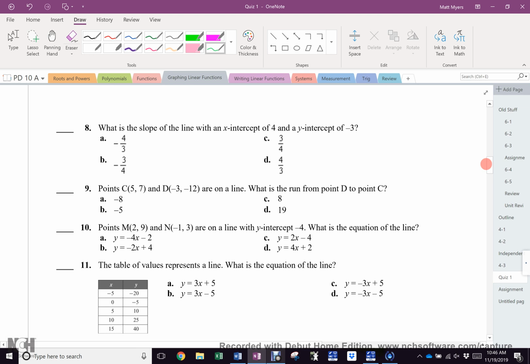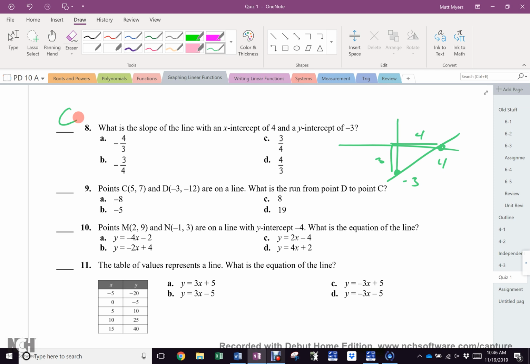Oh, this one's tricky. This is the one that I said, no matter how many times I tell you to draw it, somebody's going to get it wrong. Where is the x-intercept? +4. Where is the y-intercept? -3. What is the slope? 3, 4. Positive. C. I can go back in the video and find when I did this whole big thing. I know, it's not too difficult.